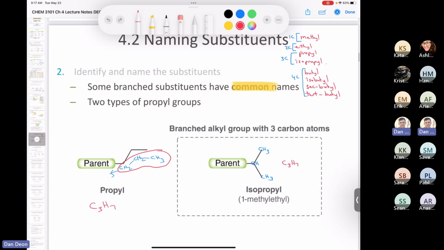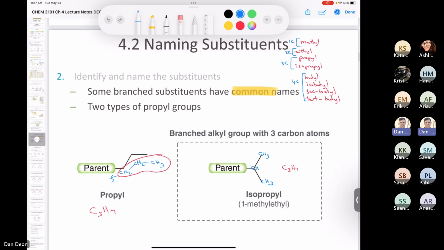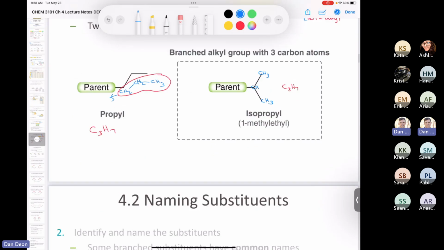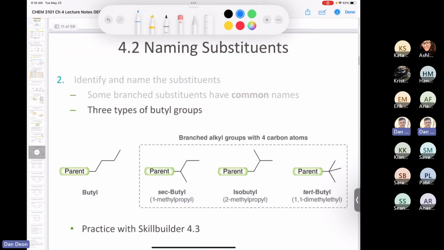Okay, so far we've covered methyl, ethyl, propyl, isopropyl. Give me a thumbs up if you're with me on that, or stop me if you have a question. Does anybody have a question about methyl, ethyl, propyl, and isopropyl? No? All right, then we'll move. And again, never be shy to ask me a question.